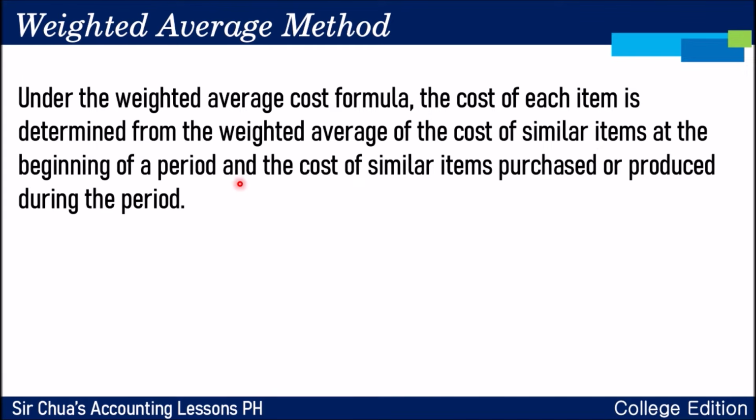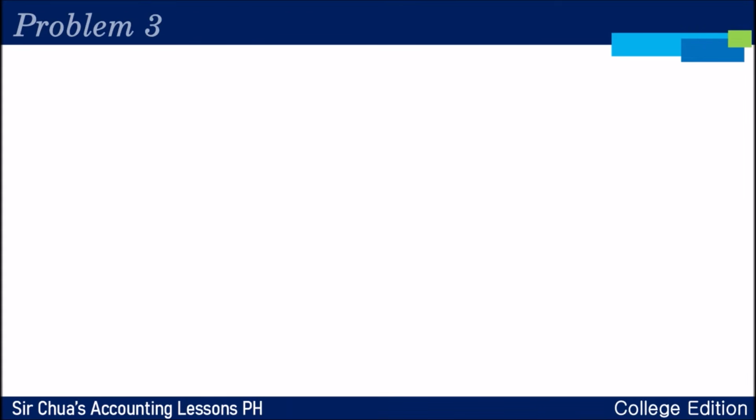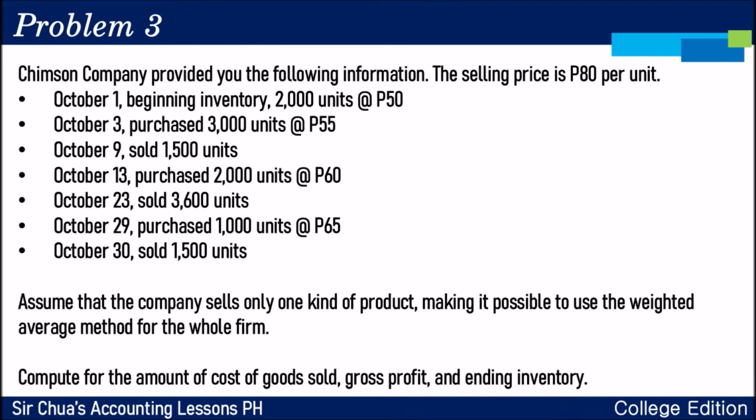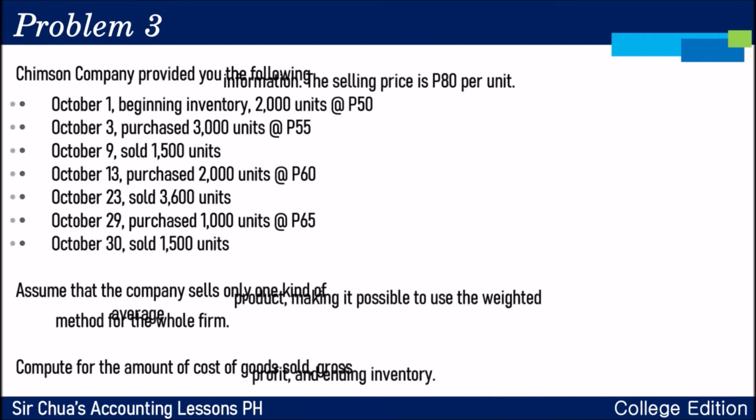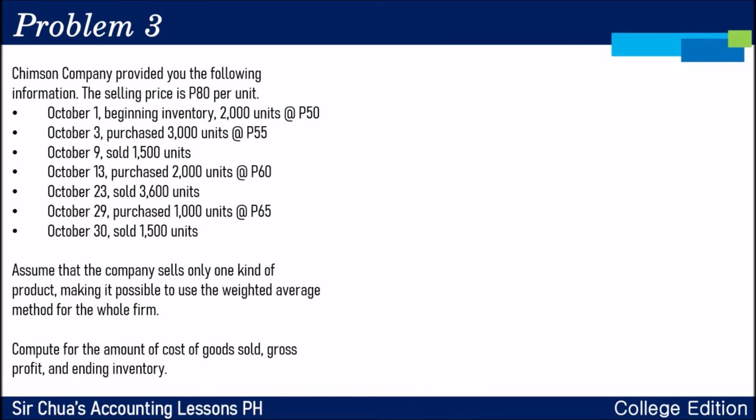Okay? At the beginning of the period and the cost of similar items purchased or produced during the period. So, we average all the available products at the beginning of the period and all that we purchased during the period. Okay? So, we use the same problem and let's assume that the company only has one kind of product. We will use the weighted average method. Okay? So, same procedure.